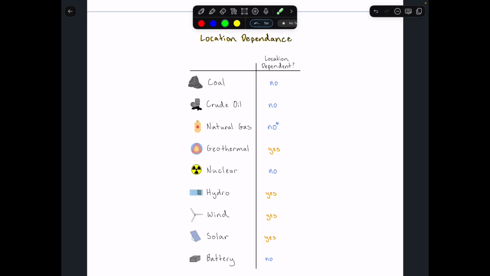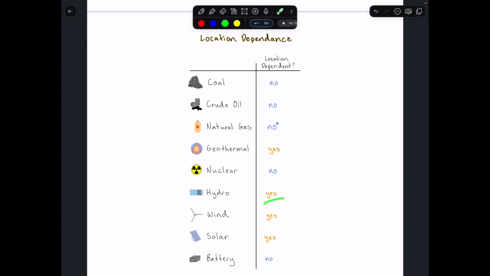Then geothermal is location dependent, even though there is geothermal heat that exists all across the planet. It is constrained to certain regions throughout the world where that geothermal heat is much higher, it's much hotter, closer to the surface of the earth, because it gets very, very expensive to drill down further. The nuclear power plants, they are not typically location dependent. Uranium fuel can be mined anywhere and then processed anywhere and then sent out to power plants pretty easily, no matter where they are.